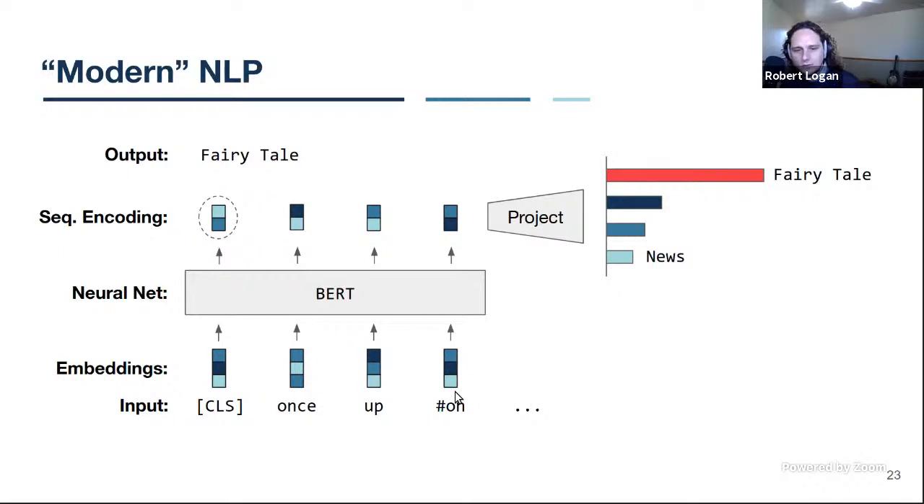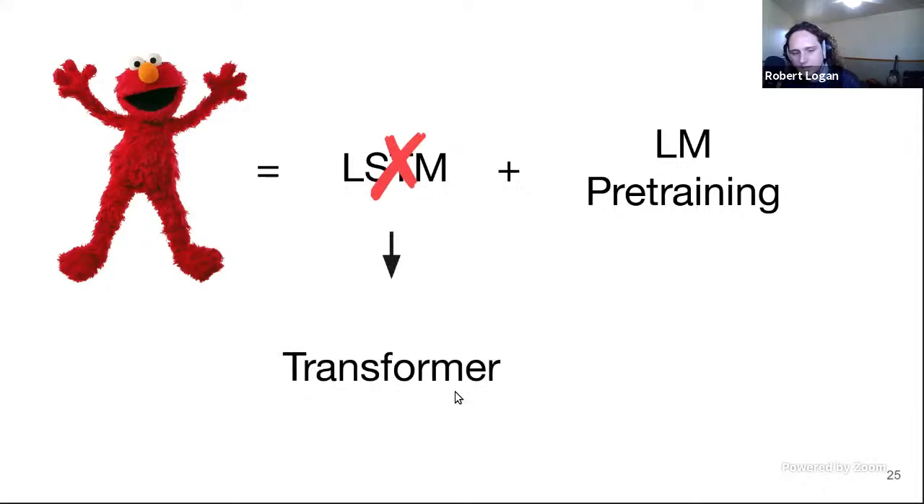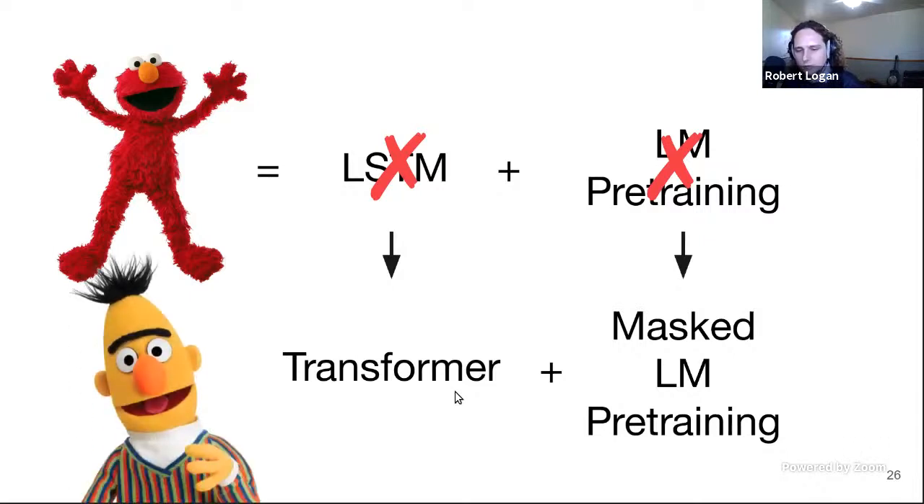Okay, and so to quickly explain what BERT is compared to ELMo, basically if you take this LSTM and you switch it out for a more modern architecture called the transformer, which I won't go into the details of, but essentially it's just much more scalable for training than an LSTM. And then you take your language model pre-training and switch it out for masked language modeling pre-training. This essentially gets you BERT.